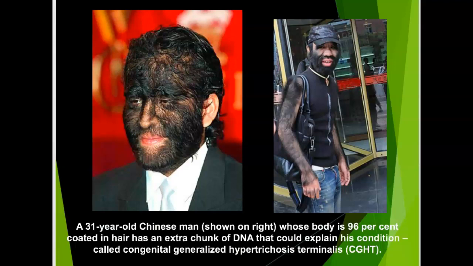I would never have known that this man, seriously, look at this. So this is a Chinese man on the right. 96% of his body is coated in hair. An extra chunk of DNA that could explain his condition. Congenital generalized hypertrichosis terminalis. I mean, I don't think I would want that. Look at his arms down to his hands. And this is probably where the idea of Sasquatch came from.